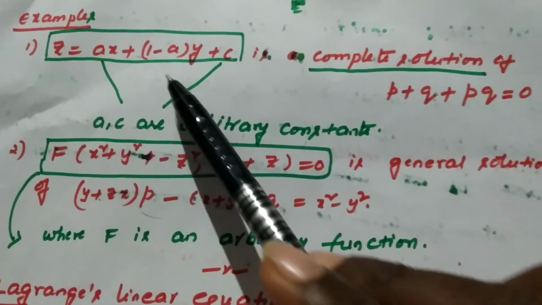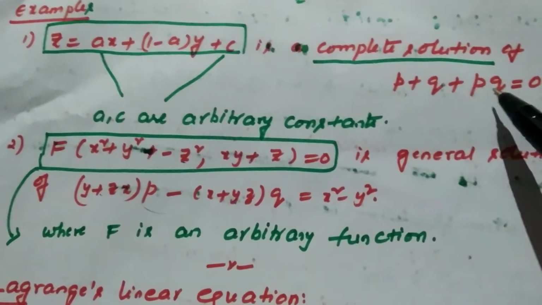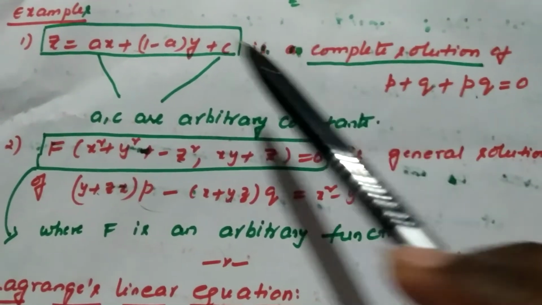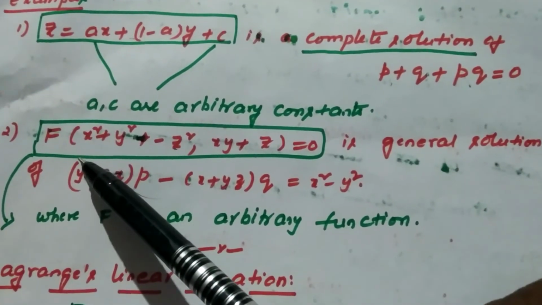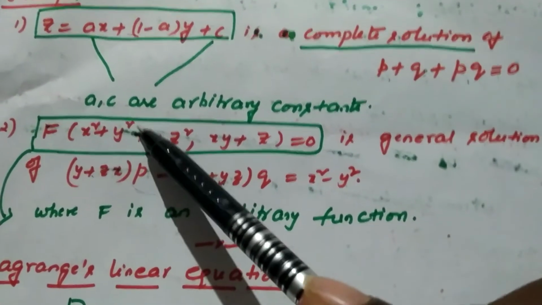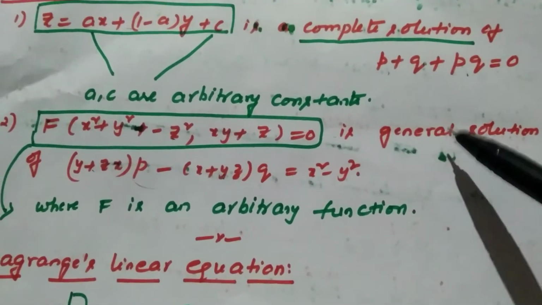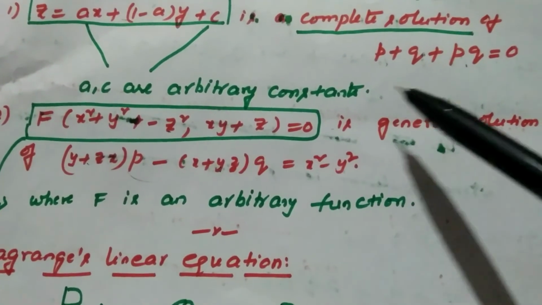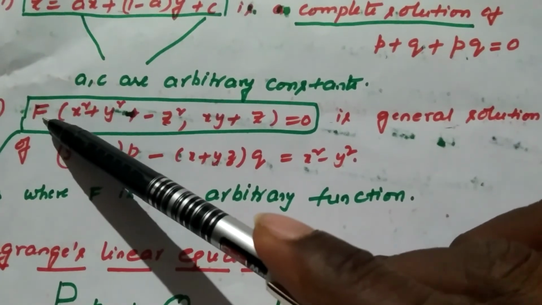In example 1, z equal to ax plus 1 minus a into y plus c is the solution of the PDE. Here the solution is called the complete solution. Why? Because the solution contains the arbitrary constants a and c. In the second example, f of x square plus y square minus z square, x plus y plus z equal to 0 is the solution of the given PDE. In this second example, we call the solution the general solution. Why? Because the solution contains the arbitrary function f.